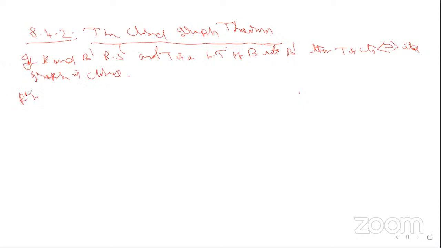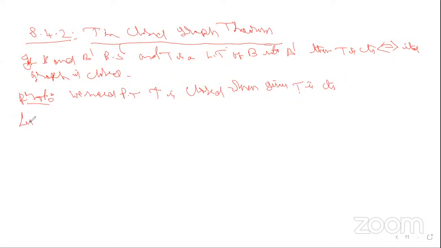Proof. First we prove that the graph of T is closed, given that T is continuous. We need to prove that T is closed when given T is continuous.